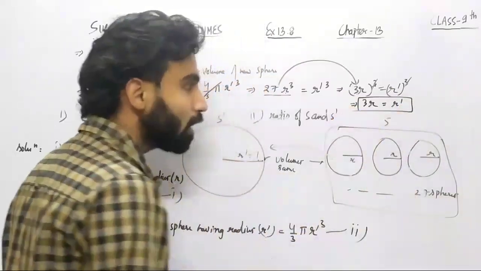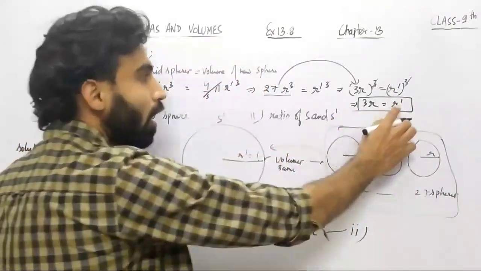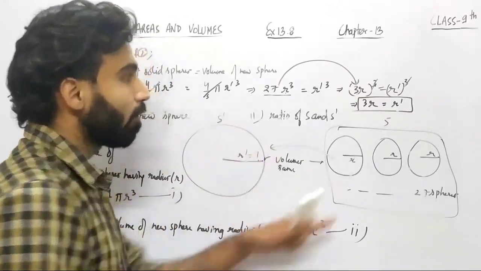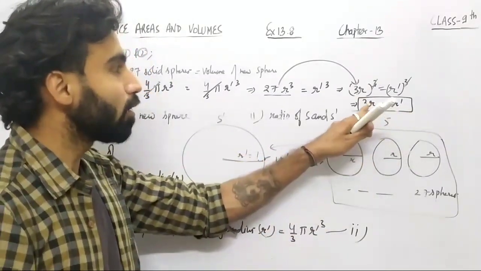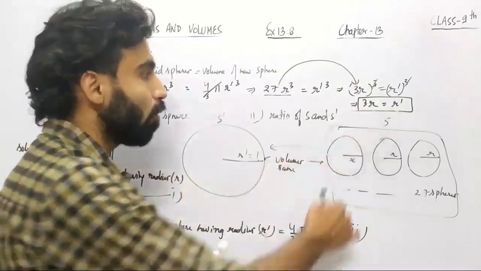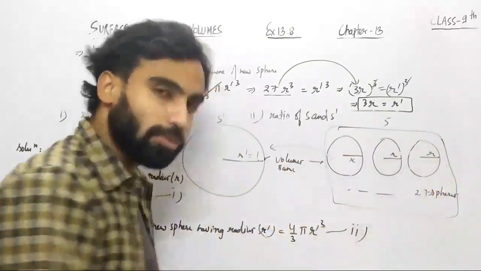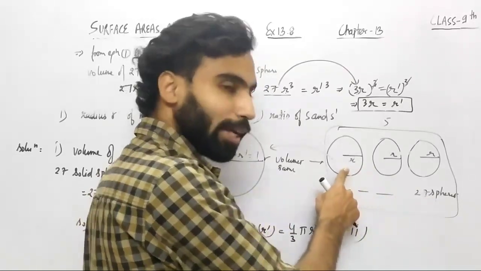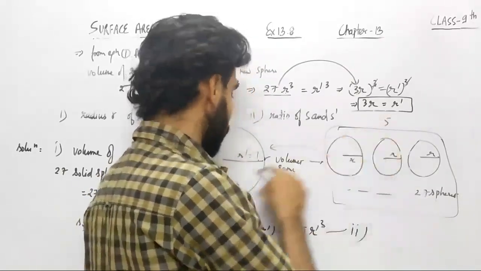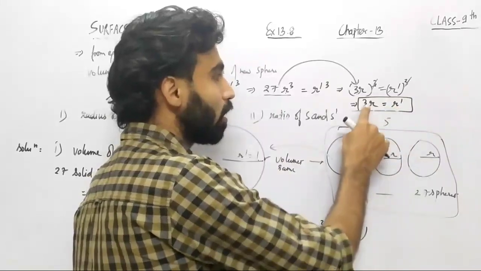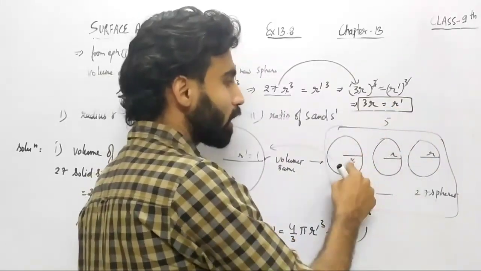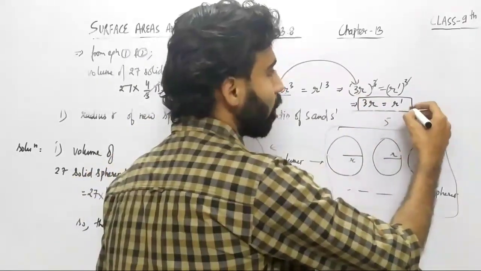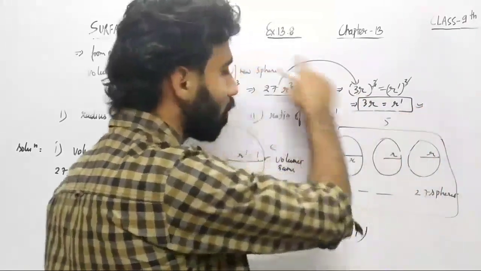So this is the relation which says that r dash, that is the radius of the new sphere, is actually 3 times the radius of these 27 spheres, right? So if I talk about one sphere out of the 27 spheres, its radius was r. So here the radius of the new sphere is 3 times the radius of the 27 solid spheres, right? So this is what we have got, the relation, by solving this, right?